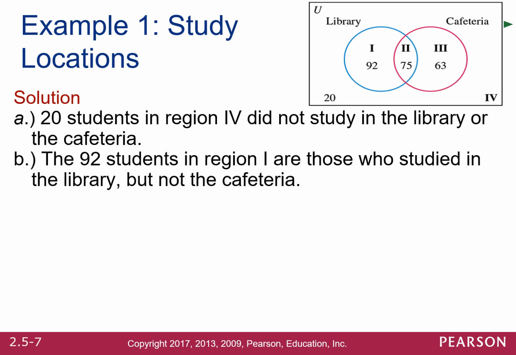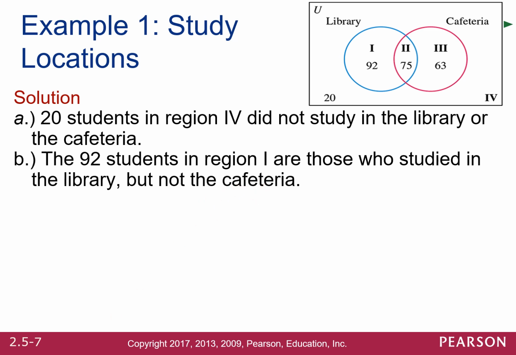The next one said, how many students studied in the library but not the cafeteria? When we give that number, it's just region 1, the number of students that fall in region 1, and that's 92. The rest of the students in this overlapping circle are those who also studied in the cafeteria. They studied in the library as well as the cafeteria. So the 92 students in region 1 are those who studied only in the library, but not in the cafeteria.